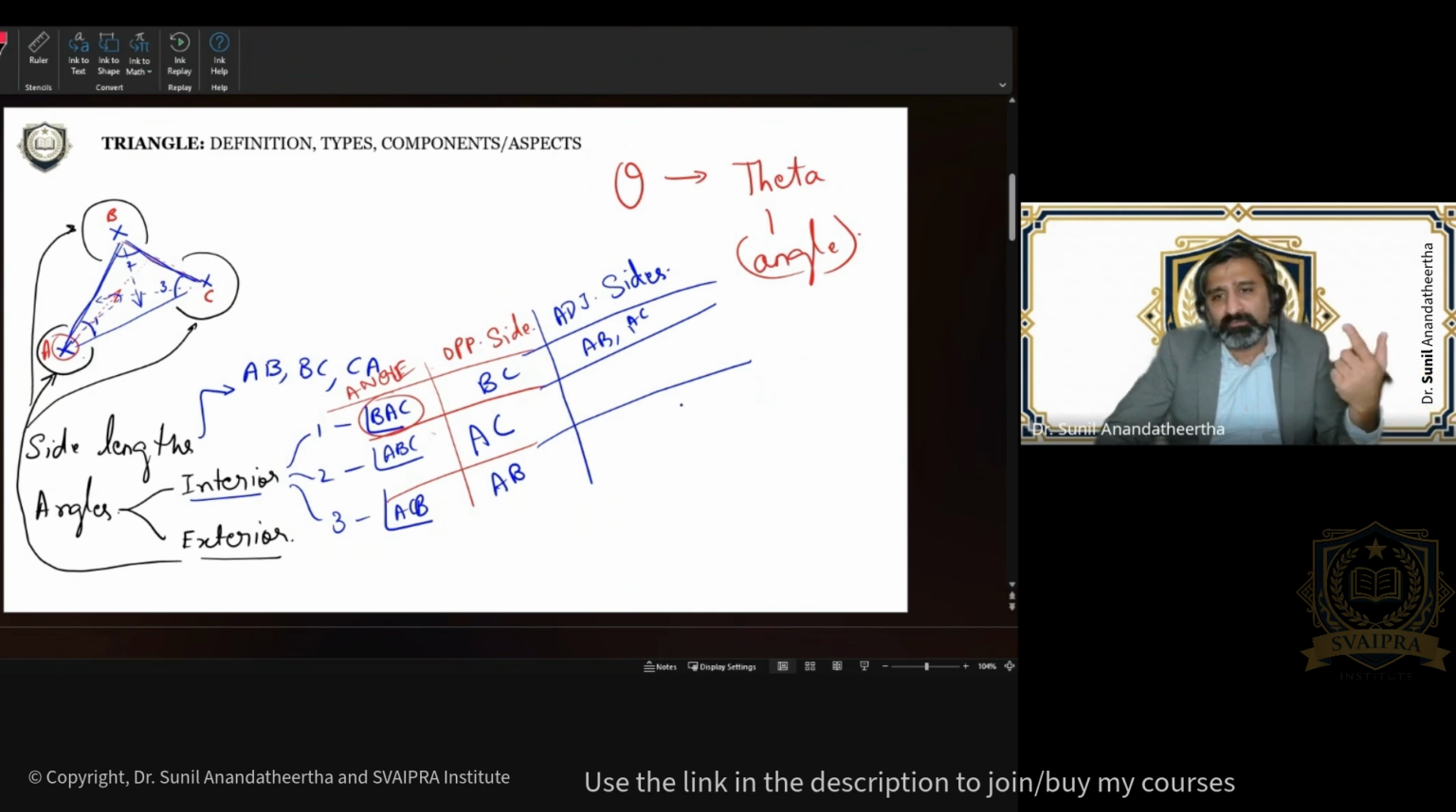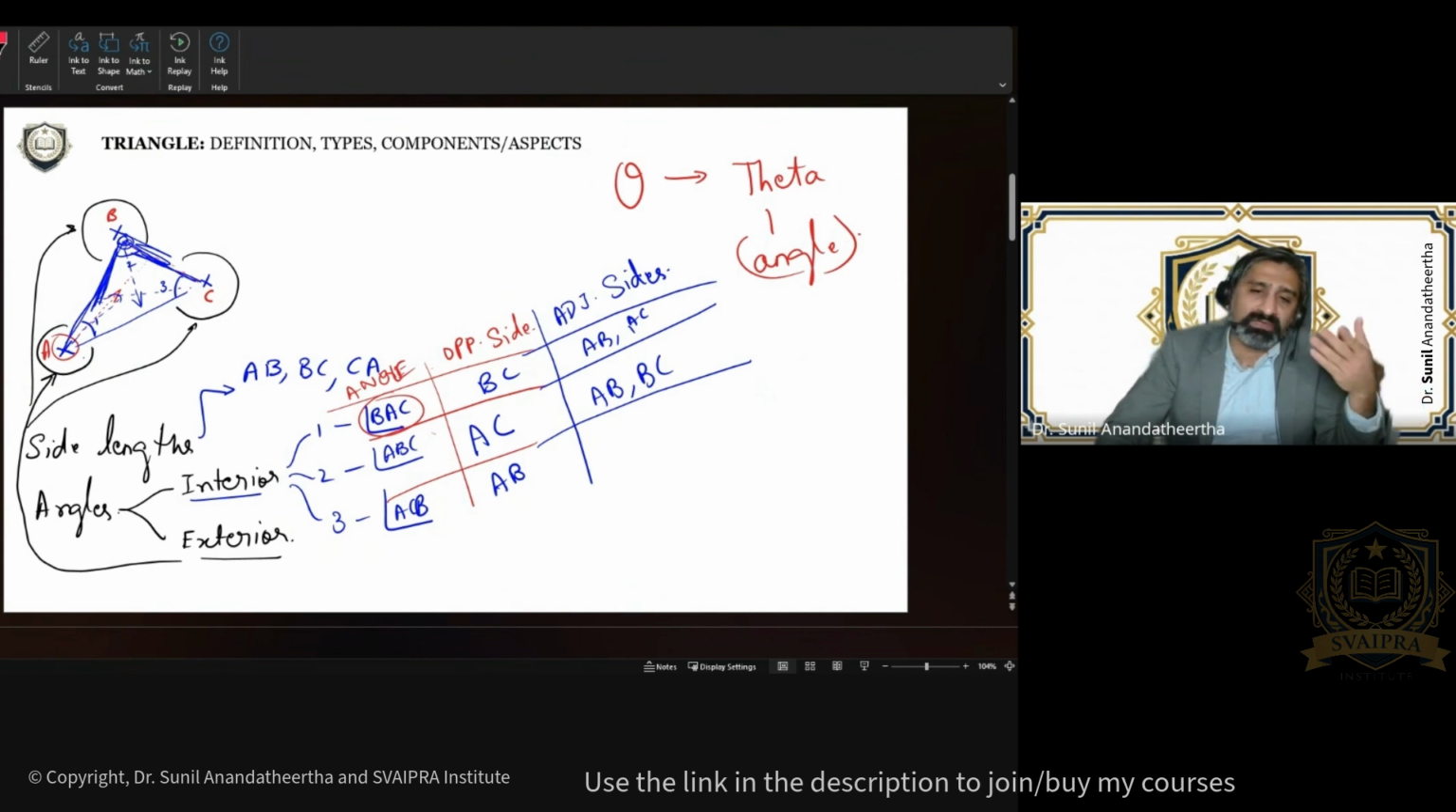Now, for the case of angle ABC, AB and BC are going to be the adjacent sides, anything other than AC. So that is the angle that we are looking at, angle ABC. Angle ABC has directly two lines connected to it, one is this and the other one is this. Therefore, these two lines are the adjacent sides.